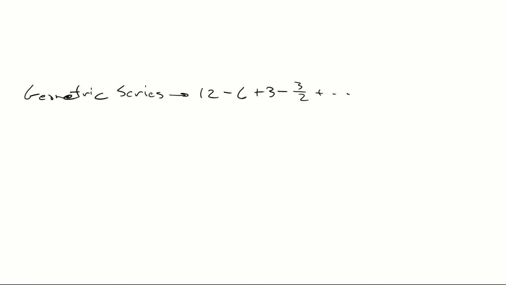What I'm doing is reminding you, do you remember this from when we were looking at sequences? What's happening every time we jump? Every time we jump, we are multiplying by the same number over and over again, and that number is negative 1/2. You're multiplying by negative 1/2 each time, times negative 1/2 again, and so on. That's an example of a geometric series.